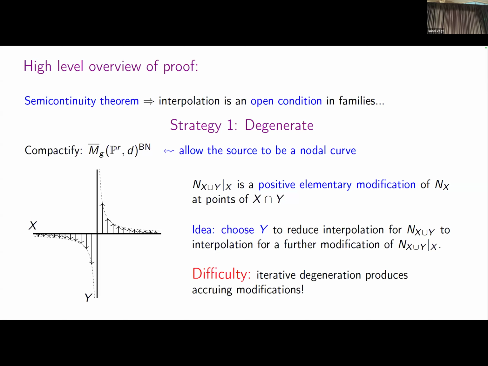So the difficulty with this idea is that iteratively degenerating produces more and more and more modifications. And it's bad for induction if you have something that increases as you're doing your induction, right? That's not very good. So that's one difficulty. Before I solve that difficulty, I'd like to tell you about the second strategy.